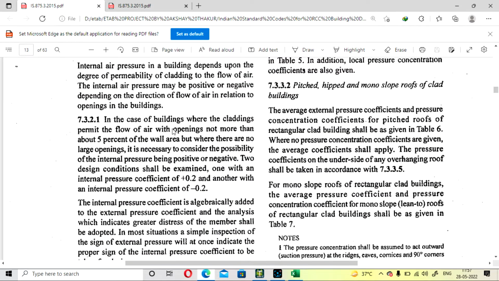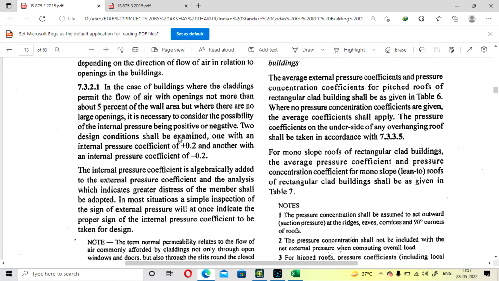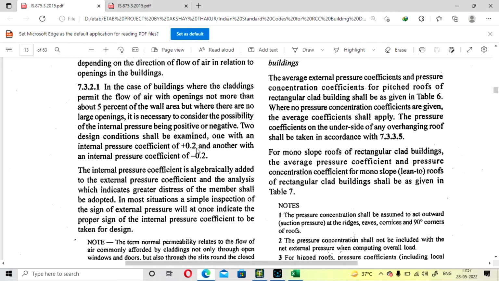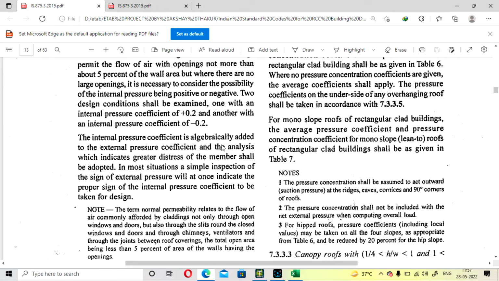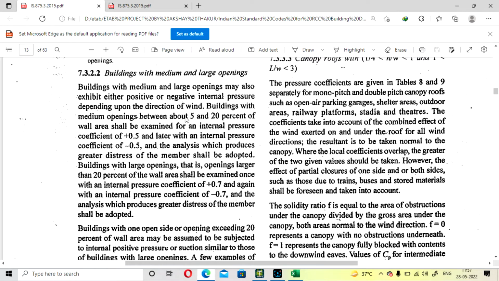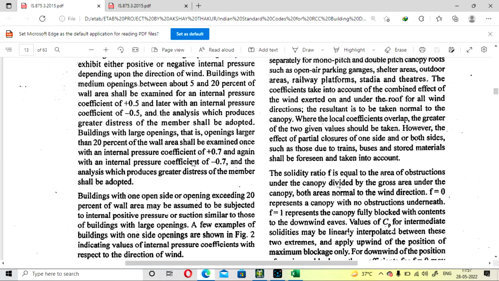Clause 7.3.2. In the case of buildings where the cladding permits the flow of air, with openings not more than 5% of the wall area, but where there are no large openings, it is necessary to consider the possibility of internal pressure being positive and negative. So if our opening is less than 5%, you have to consider the internal pressure coefficient as plus 0.2 and minus 0.2. Similarly, for buildings with medium and large openings, if it is between 5 to 20%, you have to consider plus 0.5 and minus 0.5, and if it is greater than 20%, you have to consider plus 0.7 and minus 0.7.